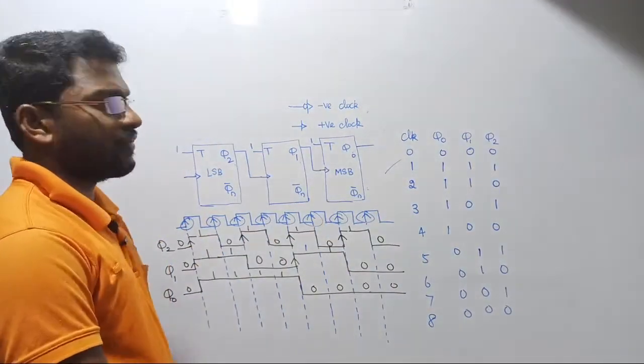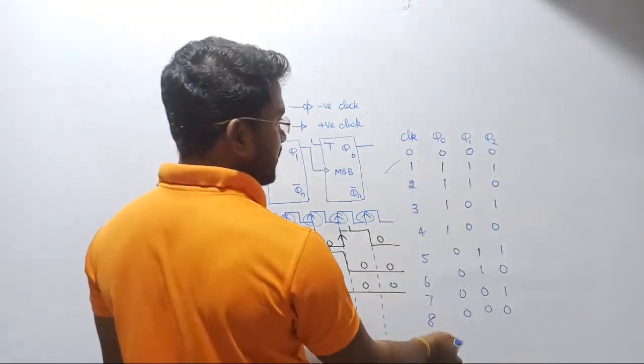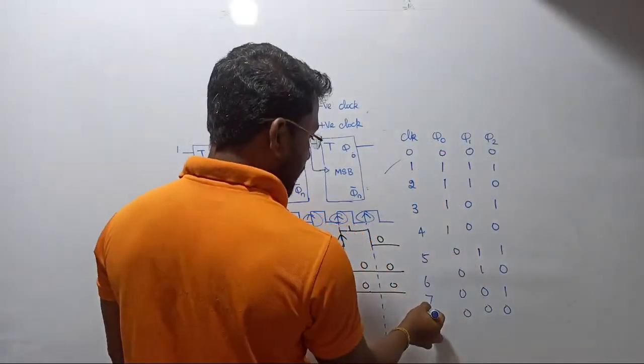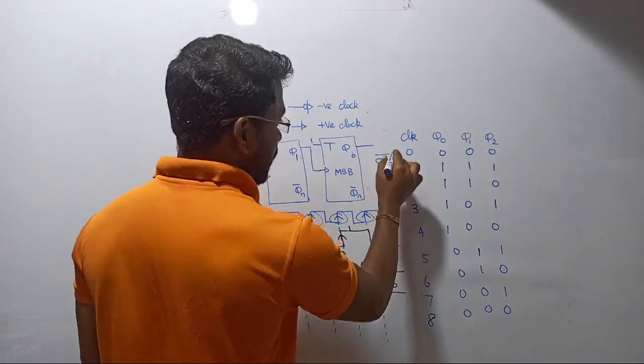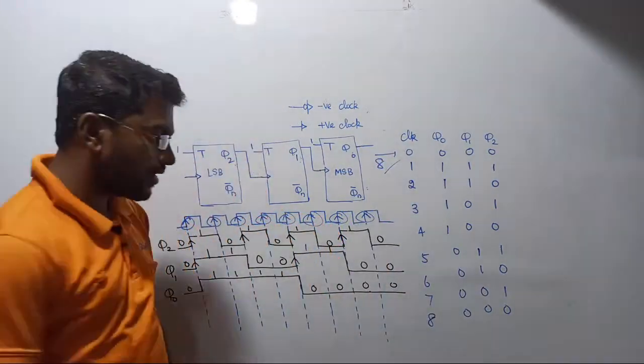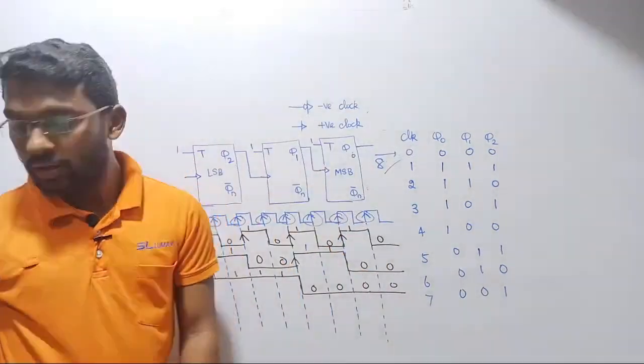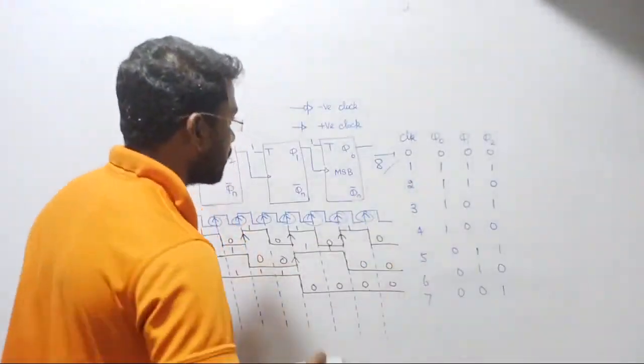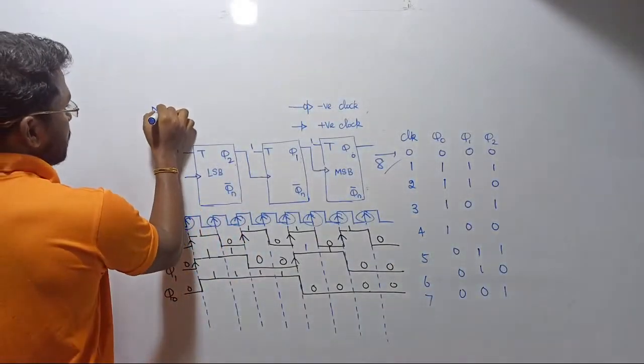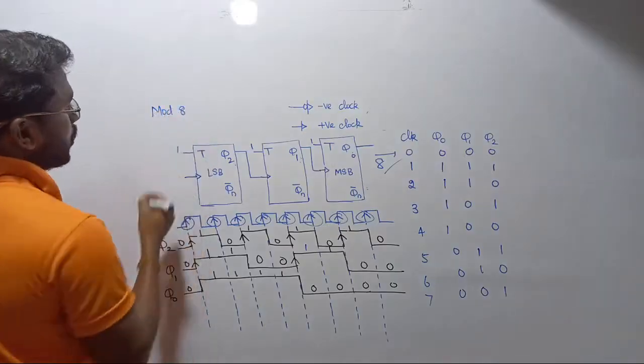Now shall we name the counter? How many count states are there? 1 2 3 4. See there, the eighth clock pulse, you can treat this one as 8. We do not need one more state unnecessarily here. How many states are there? Totally 8 states are there. So what type of counter is it? This is also called a mod 8 counter, right?